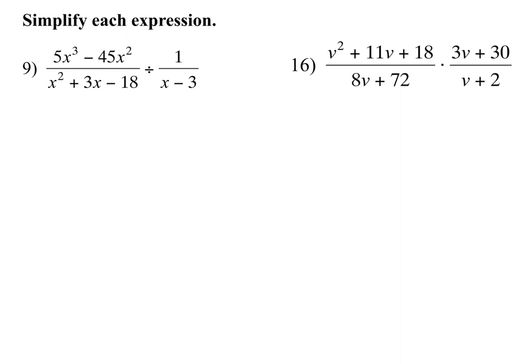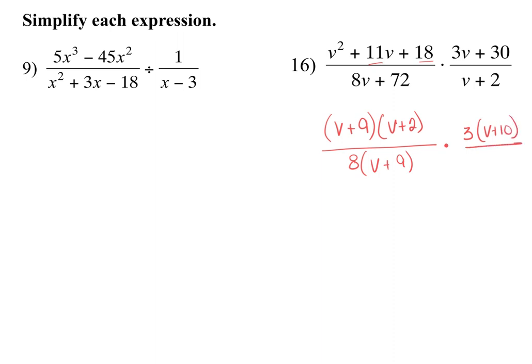So here I'm going to say factors of 18 that add up to 11. Well, that's going to be 9 and 2. So I'm going to say v plus 9, v plus 2. In the denominator, all I can really do is take out an 8. So I'm going to take that 8 out, that common factor, and I'll have v plus 9. You put your multiplication here. In the numerator of my second one, I can take out a 3, and I'm left with v plus 10. And in the denominator, I really can't do anything else. All right, so that denominator is as simple as it gets.